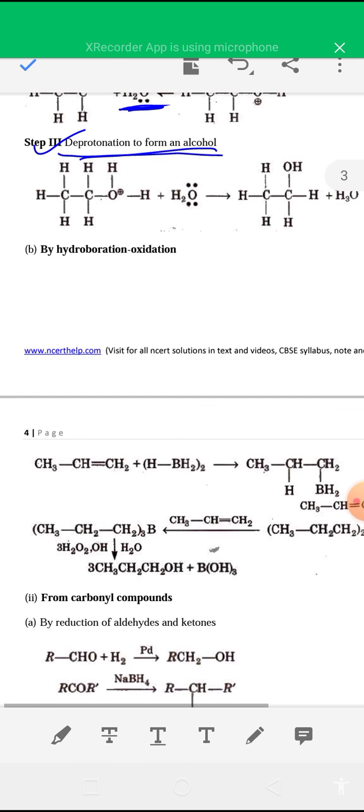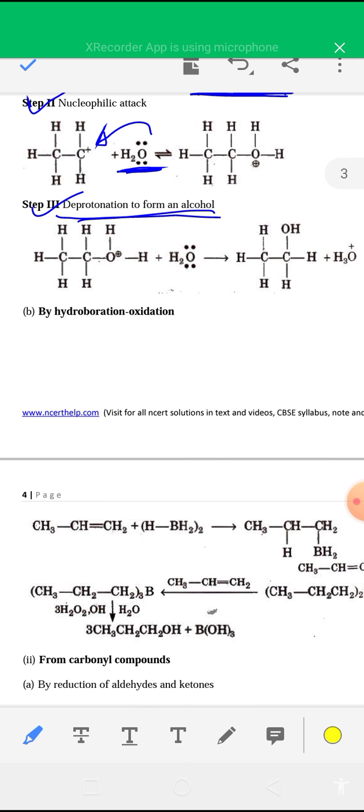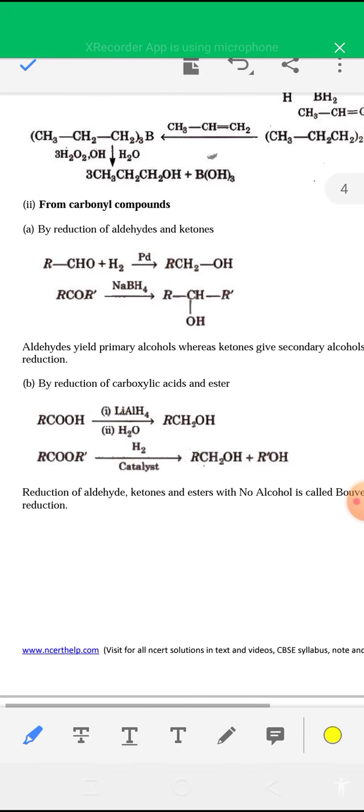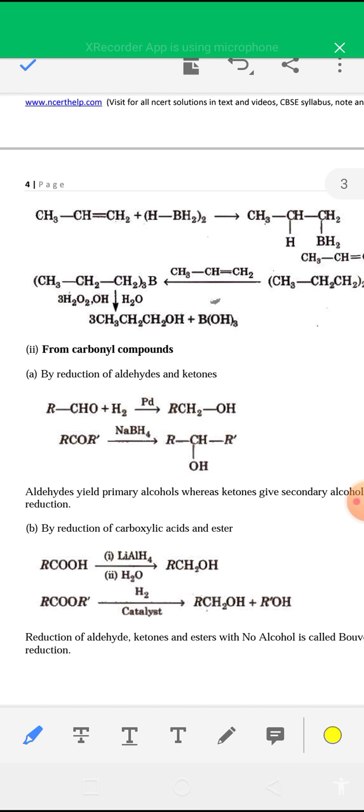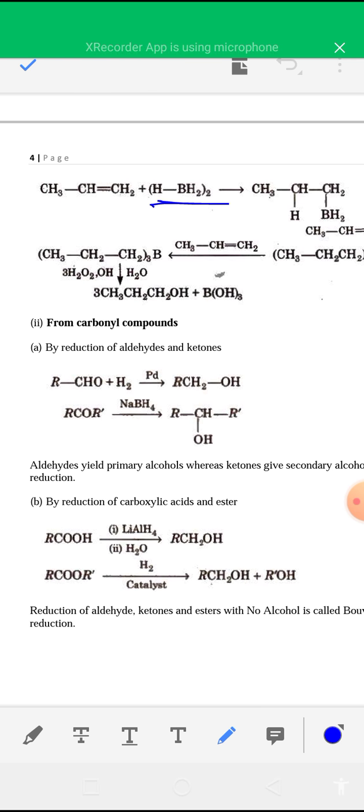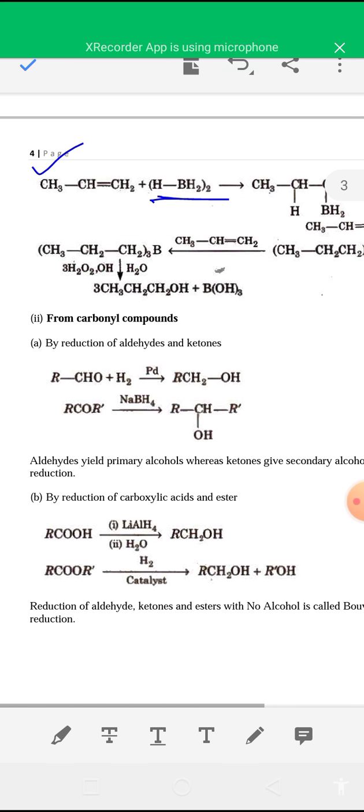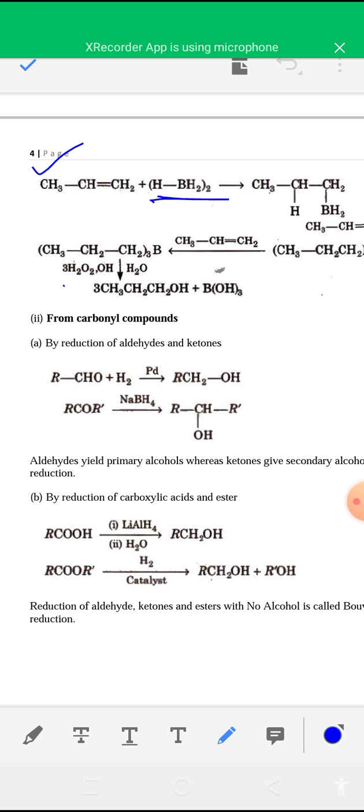The next method is hydroboration oxidation, that is addition of B2H6. B2H6 is BH3 whole twice. If you add B2H6 to an alkene, then you will get alcohols. And in the next step you have to hydrolyze the initially formed product by H2O2, OH minus.